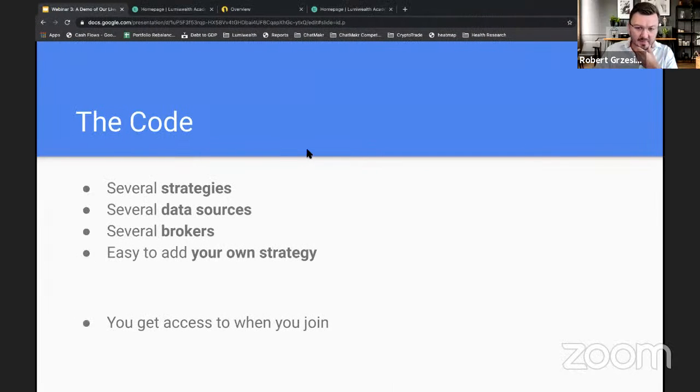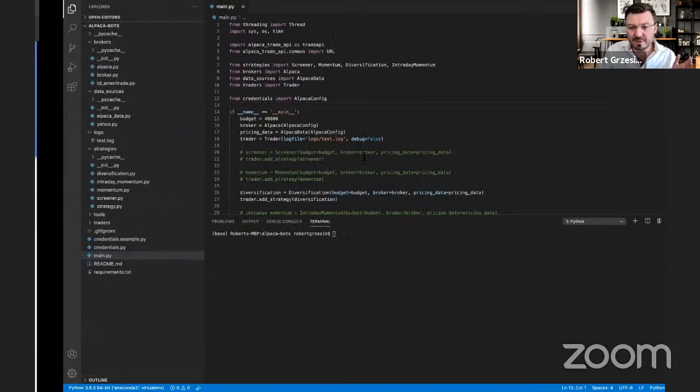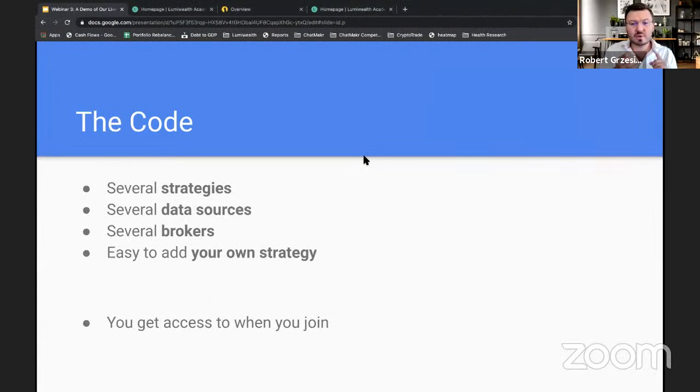Okay. Essentially what our code does is it allows you to have several different strategies. We're making it so that you can actually run them all at the same time and split up the budget between each one of them. We have several different data sources. So right now we have Alpaca data, we have Yahoo, we're adding in a bunch more. We're going to be adding in Twitter, we're going to be adding in Instagram, along with machine learning capabilities and all that sort of stuff.